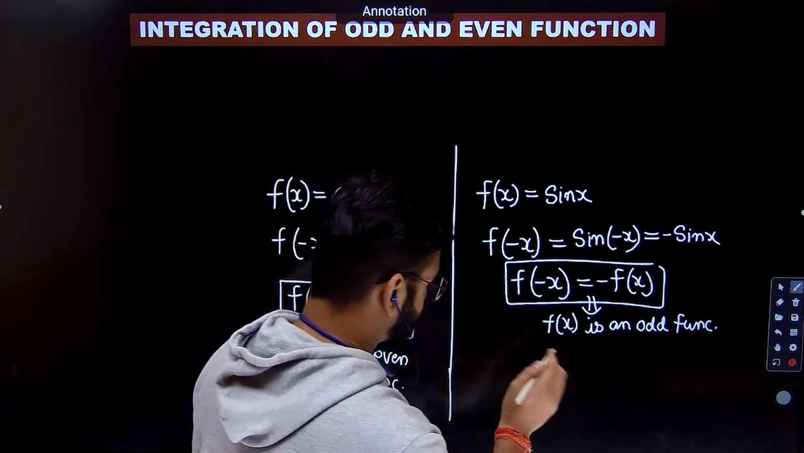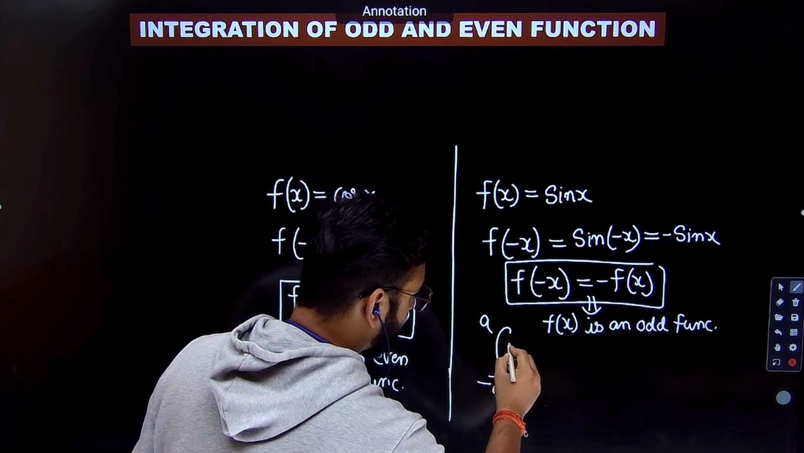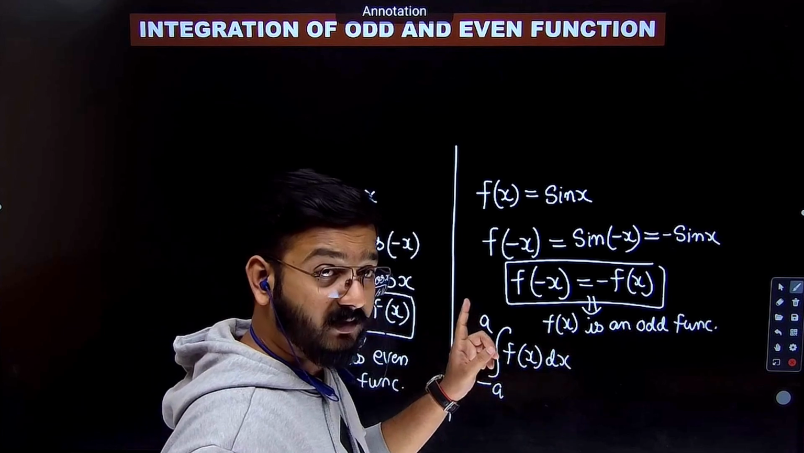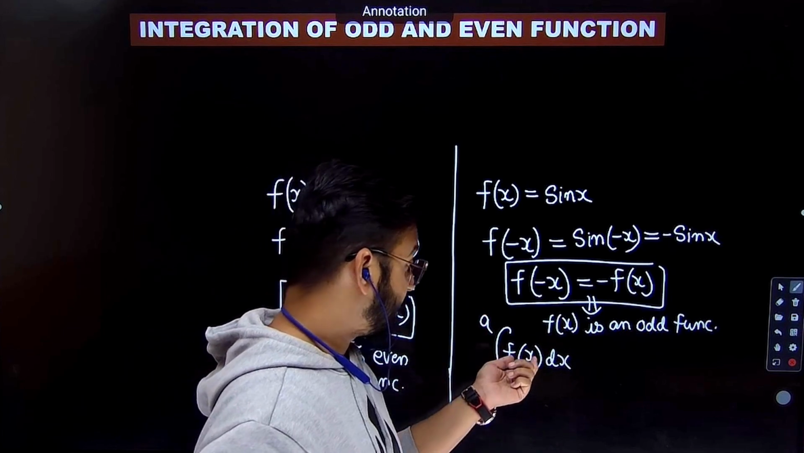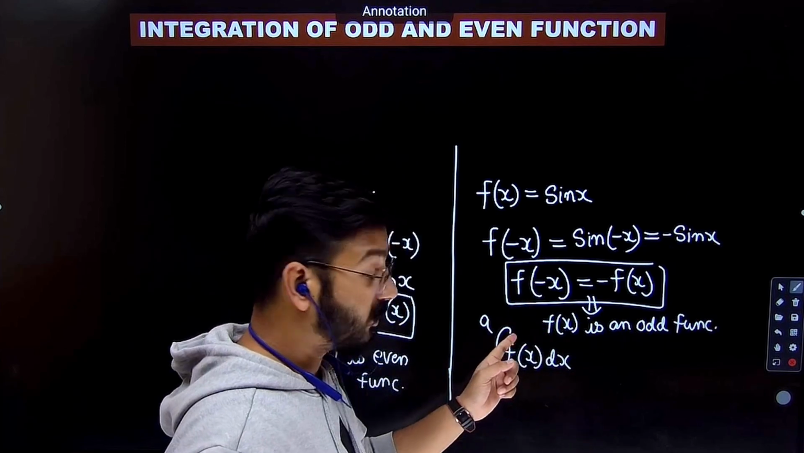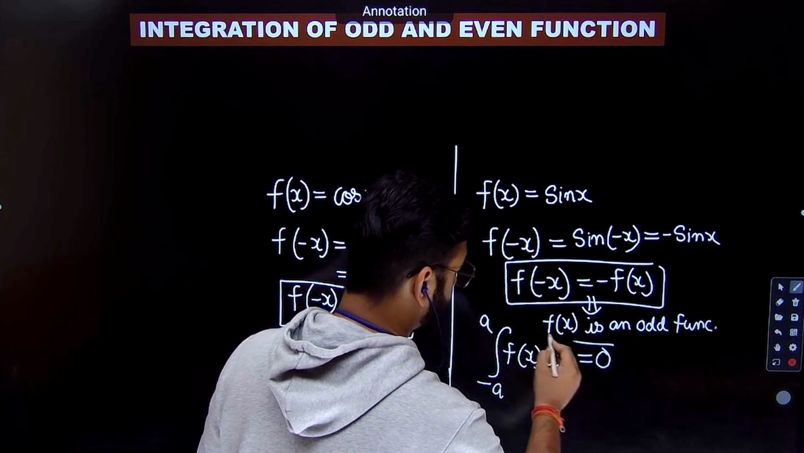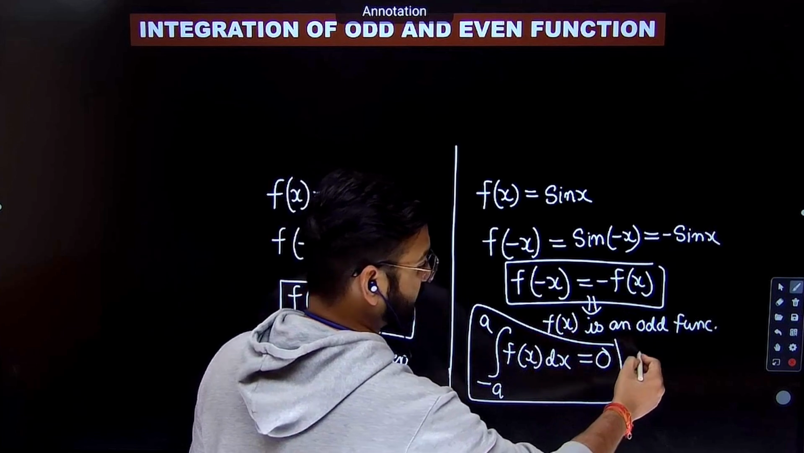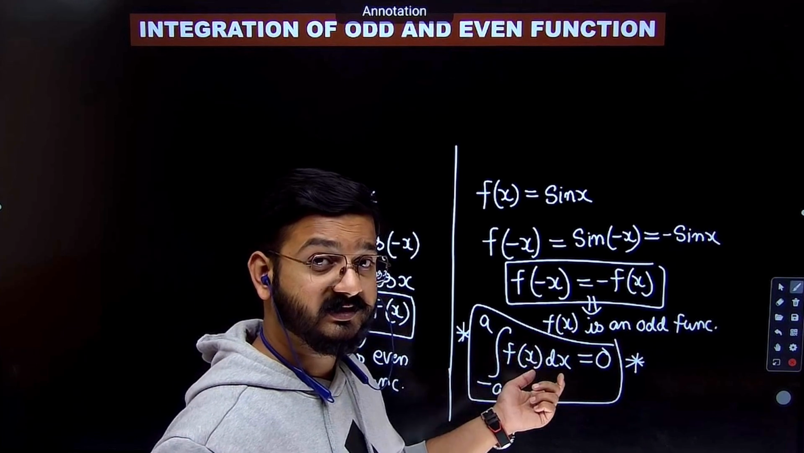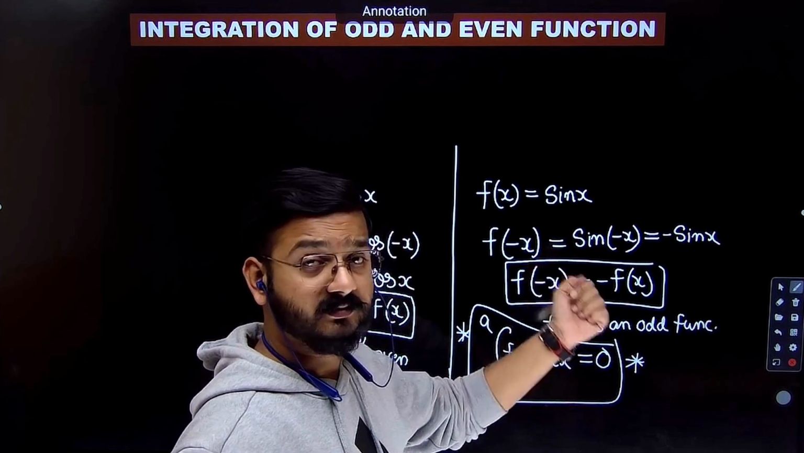So, for an odd function, what do we say? If you want to integrate f of x from minus a to plus a, and if this f of x is odd, the integration of an odd function from minus a to plus a will be 0. This is the property. I'm repeating again, this is applicable for which type of function? Odd function. How to check whether it is odd or not? This is simple math.